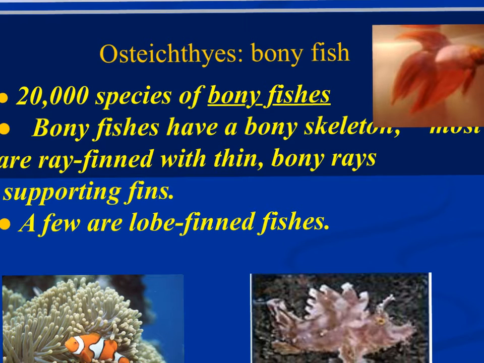There's over 20,000 different species of bony fish. They have a bony skeleton. We're going to be looking at both ray fin fish and lobe fin fish. We're going to be looking at how they collect oxygen, what levels of oxygen are needed for the fish to do well. We're going to be looking at their circulatory system, their adaptations, how do you determine the sex of the fish. So just a wide variety of information we're going to be covering on this video.